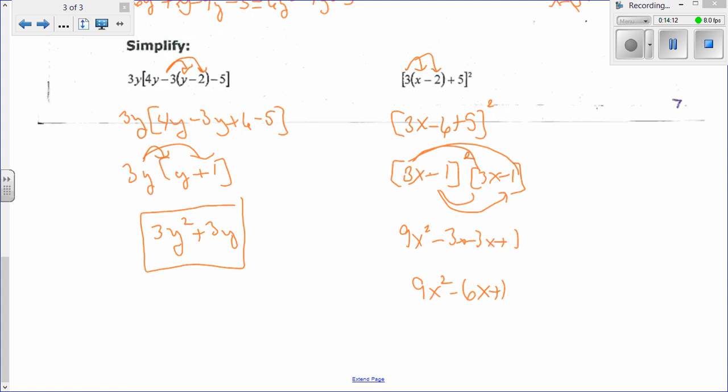And that is it for today's notes. It was just an overall review of adding, subtracting, multiplying, dividing polynomials, factoring, and simplifying. If you have any questions, make sure you're coming in to see me at lunch.